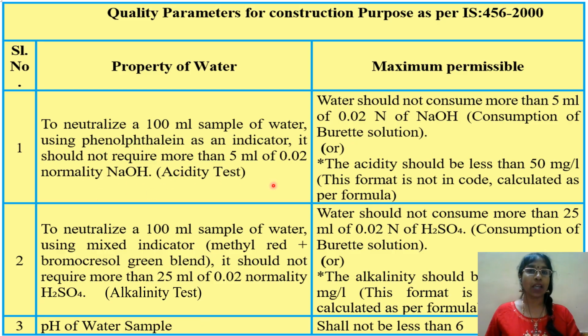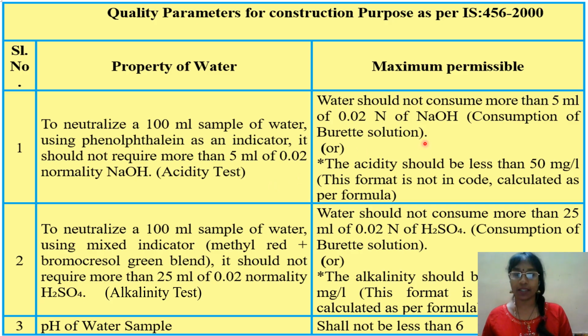Here is how to perform the first test. Take 100 ml of water which we are going to use for construction purpose and add phenolphthalein indicator, which is readily available; 1 to 2 drops is enough. Our sample is ready now. Then in the burette we need to take 0.02 normality NaOH. So now we will start the titration. Initially after adding phenolphthalein the water color will be colorless. When we titrate with NaOH, the color will change to pink, where we need to stop the titration.